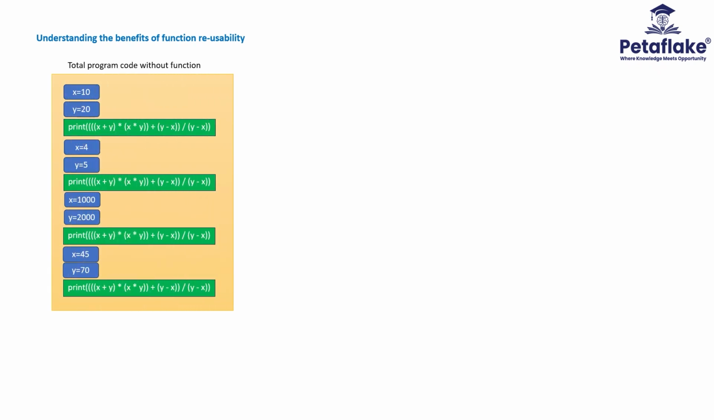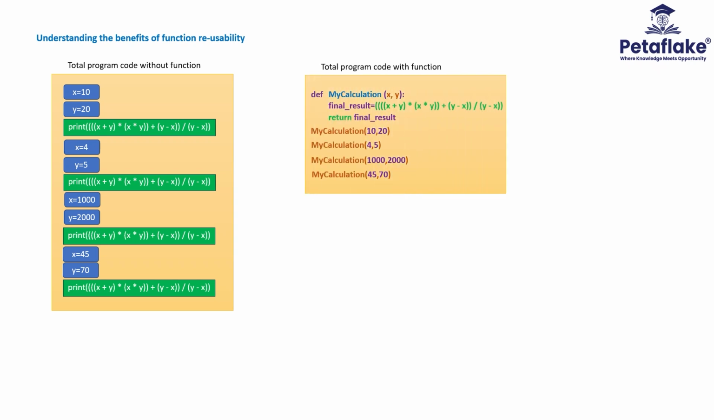This program is developed without any function and we can observe that the code is repeated multiple times for each value of x and y. This program is developed with the concept of function. Here the parameters and the logic are specified only once and the function is called multiple times in the program for multiple values of x and y. With the help of functions, the number of lines of code in the program is also reduced. This is an advantage of using the function.